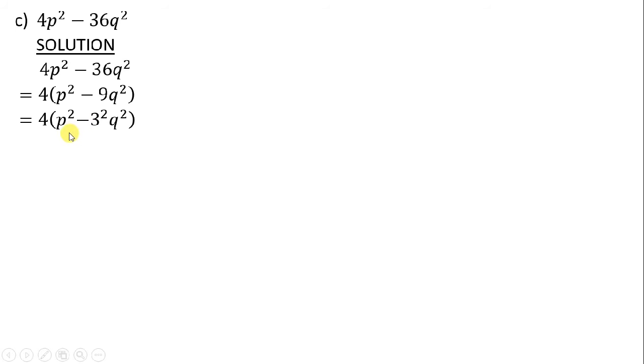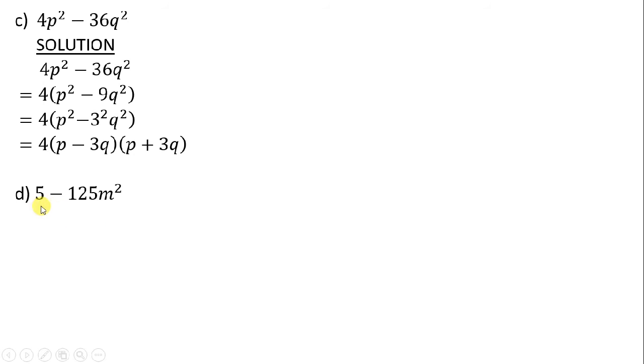So what we are going to do, we are going to get the difference of the bases times the sum of the bases. So our bases will be p minus 3q times p plus 3q. Let's do that. That is our answer. Our answer is 4, open your brackets, p minus 3q, close your brackets, open your brackets, p plus 3q, and close your brackets. As simple as that. We continue.